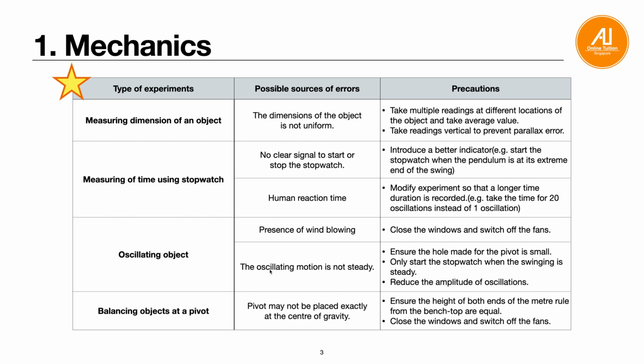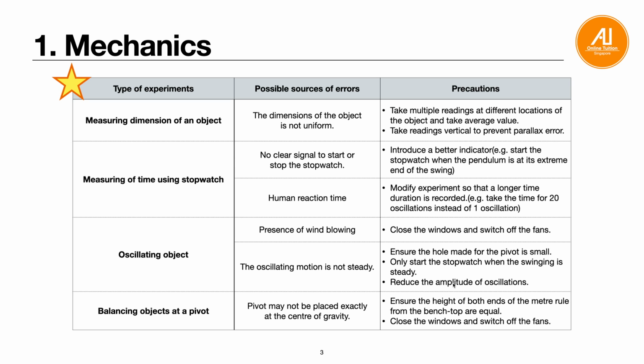Or the next one, the oscillating motion is not steady. Meaning when you release the pendulum, initially the swinging motion is not steady. So you should only start the stopwatch when the swinging motion is steady, or you can ensure the hole made for the pivot is small. The needle passing through the hole, make sure it's small and not too big for the needle to pass through. If not, the swinging motion might be irregular if the hole is too big for the needle.